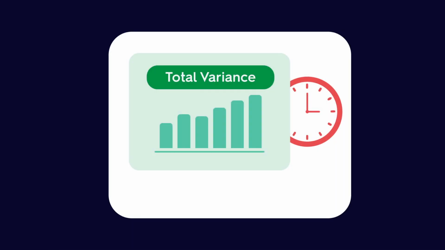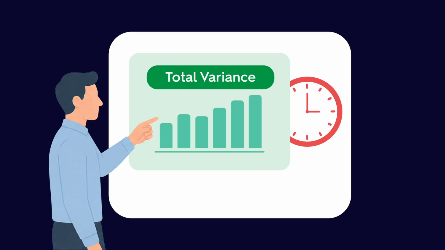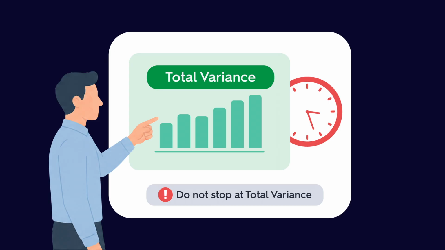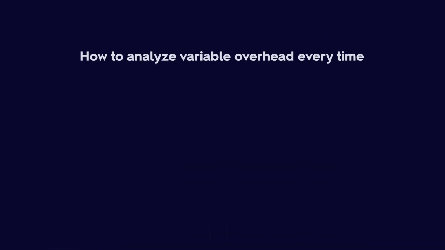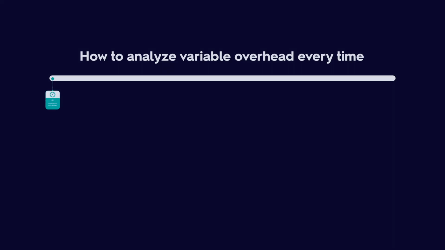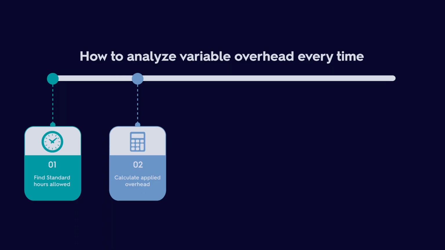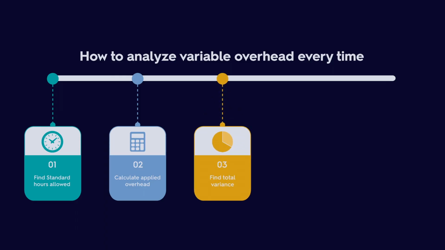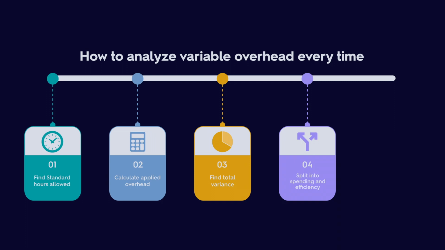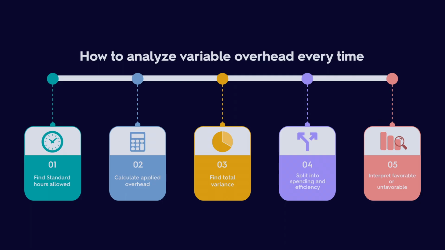This is the key idea. The company still has an efficiency problem, even though the total variance looks favorable. It spent less overall, but it took longer than expected to do the work. A good manager would not stop at the total number. Here is a simple method you can use every time. First, find standard hours allowed for actual output. Next, calculate applied overhead, then find the total variance. After that, split it into spending and efficiency variances. Finally, interpret each result carefully before jumping to conclusions.